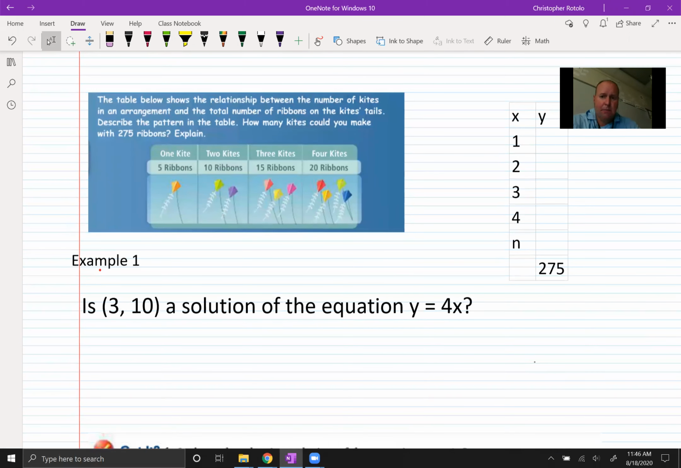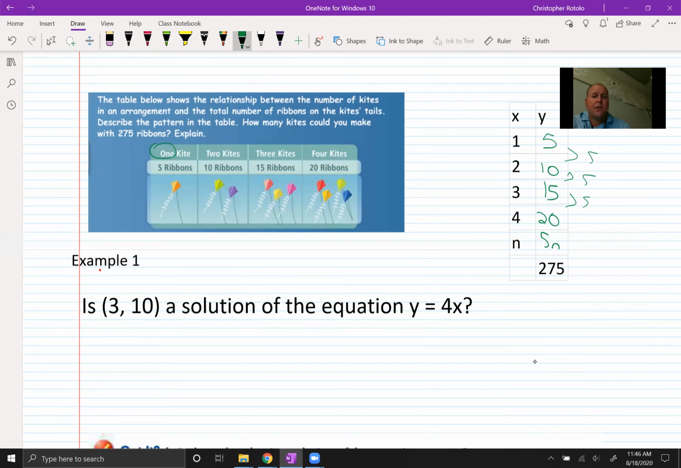All right, welcome back. We're going to work on our table here. So if we have one kite, we're going to have 5 ribbons. 2 kites, 10 ribbons. 3 kites is 15. And 4 kites is going to be 20. Okay, so how many kites are there? So what we want to know is how many is it increasing each time? So it's going up by 5 each time. So if there were n kites, there would be 5n ribbons.